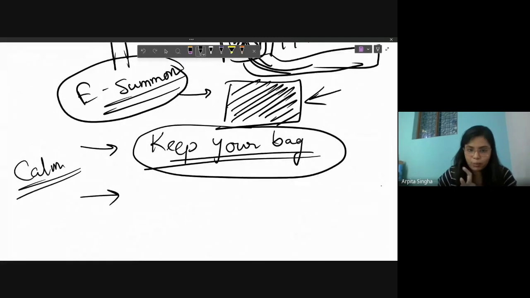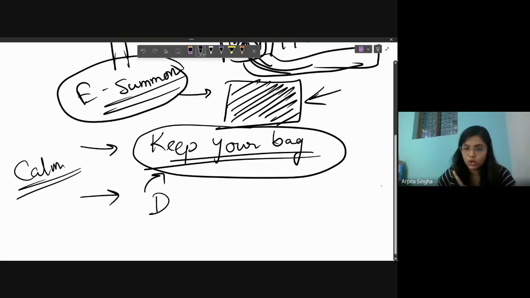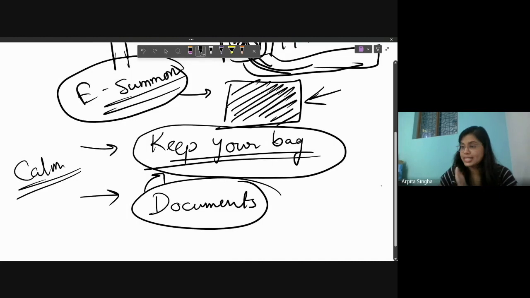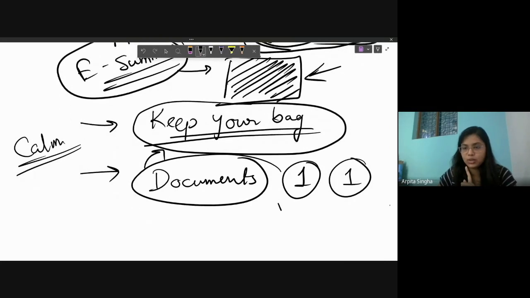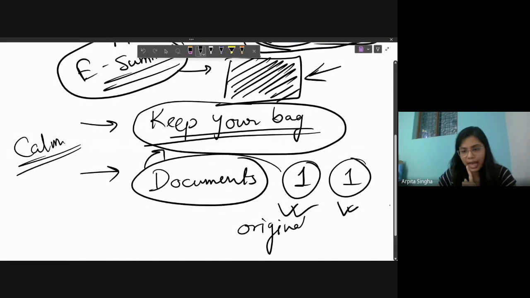So you can keep your bag, you can keep your belongings. What you need to take with you is your documents. Okay, so documents need to be set in at least a minimum of two sets. One, obviously, is the original you are carrying, and the second set you have to carry is the Xerox copy, right? Original and Xerox copy.